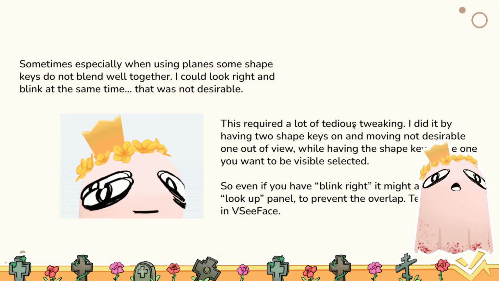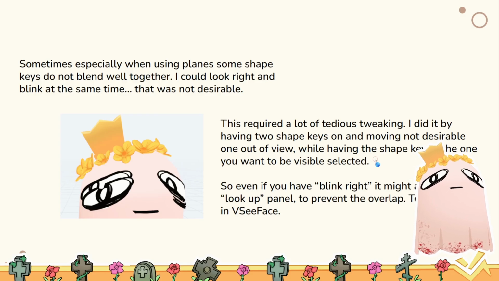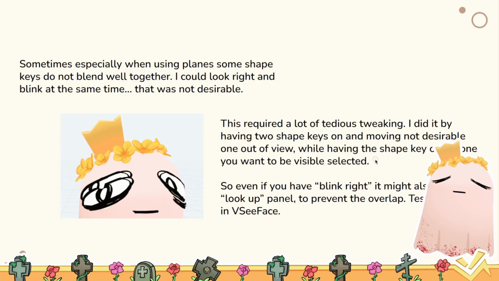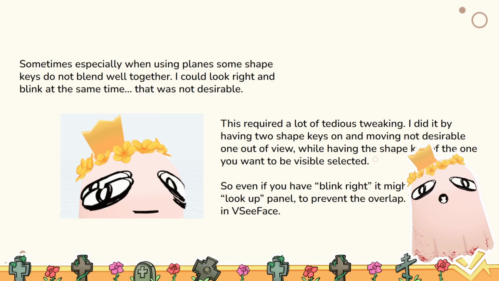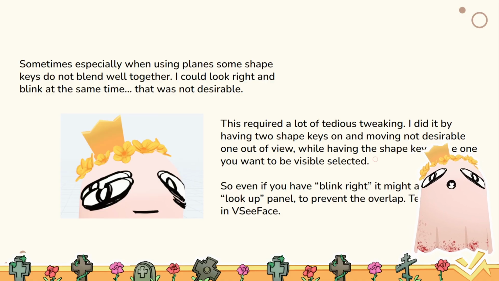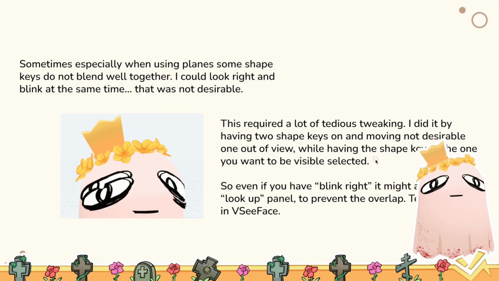Well, it required a lot of tedious tweaking. I did it by having 2 shape keys on and moving the undesirable one out of view, while having the shape key of the one you want to be visible selected. So, even if you have blink right, it might also move the look up plane to prevent the overlap.